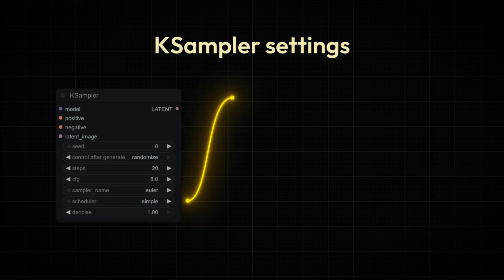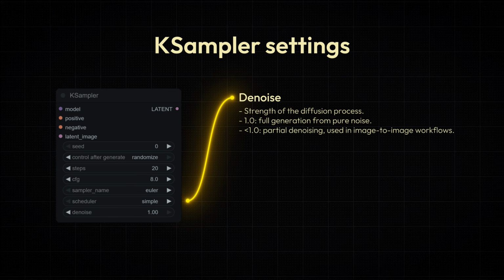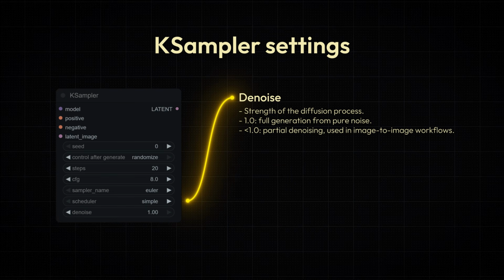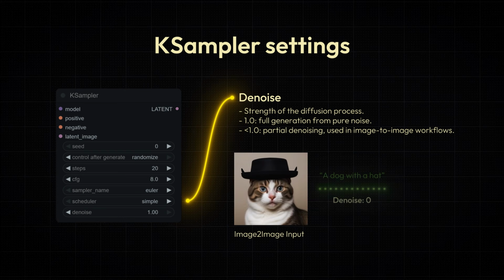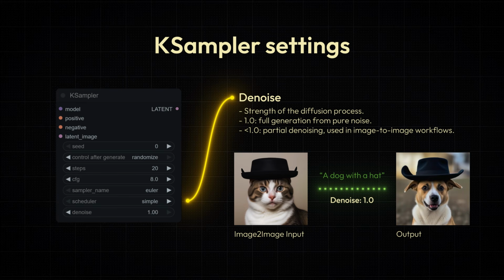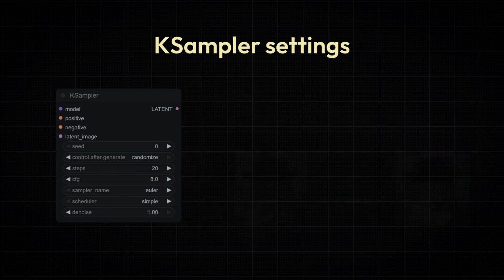And finally, we have the denoise value. This tells the KSampler how strongly to apply the diffusion process. A setting of 1.0 means full denoising. The model starts from pure noise and generates an entirely new image. Lower values are especially useful for image-to-image or in-painting workflows, where you want to modify or improve an existing picture without completely changing it. Together, these settings give you precise control over how your images are created.